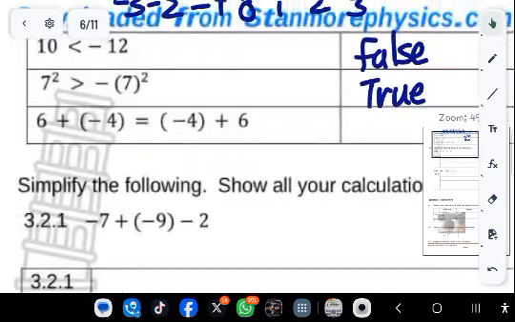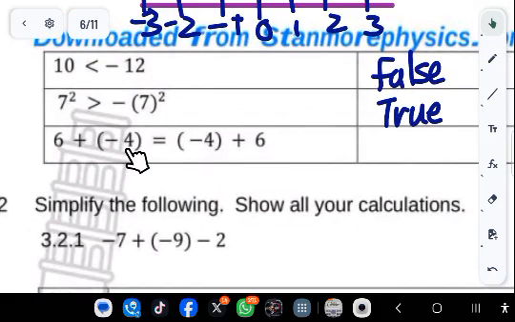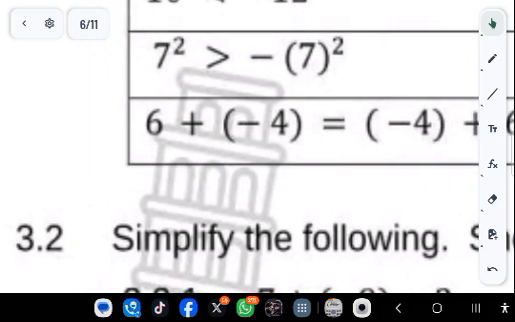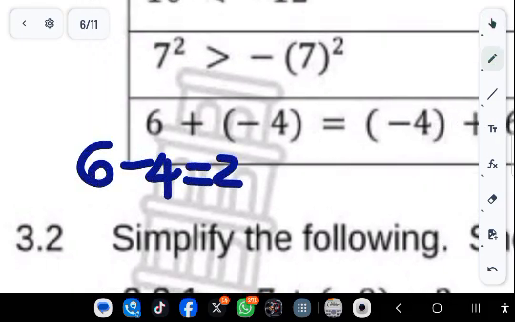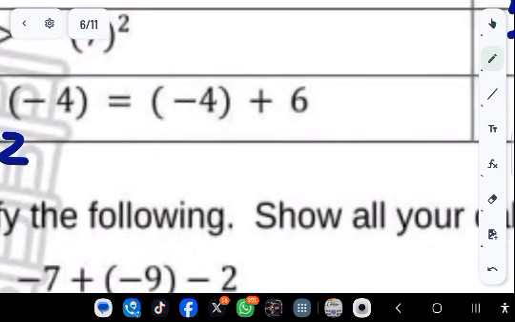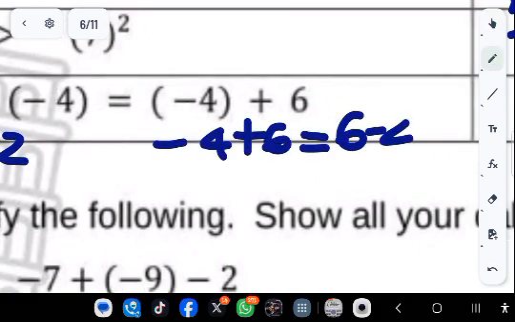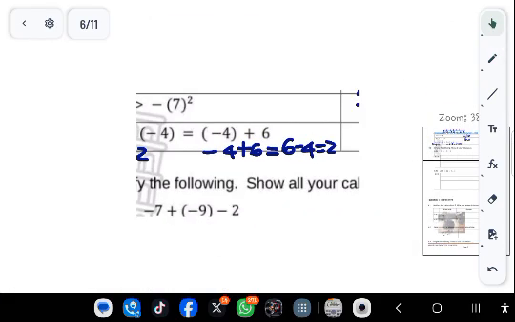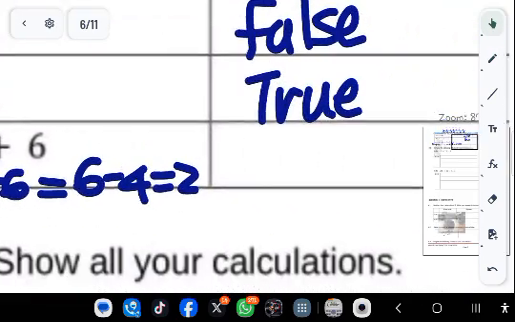6 plus -4 equals -4 plus 6. Let's work out the left hand side. That is 6 minus 4, and that gives us 2. On the right hand side, that is -4 plus 6, which is the same as 6 minus 4, which gives us 2. So yes, they are equal. So this is true.